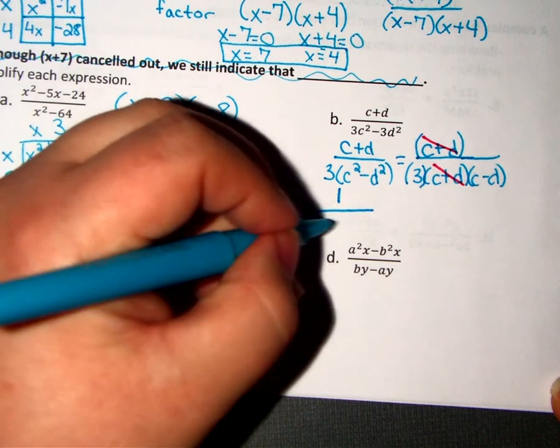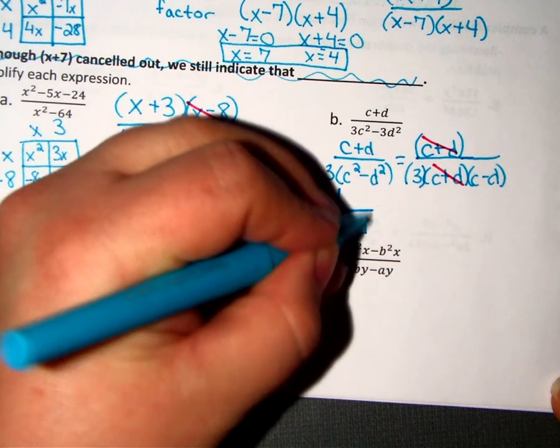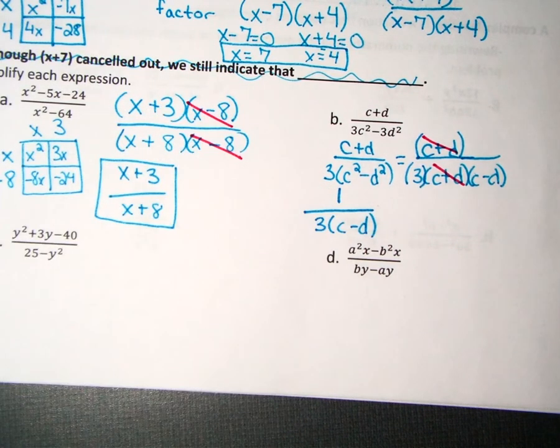So I have a 3 and a c minus d. And it's not necessary for you to distribute that 3 back out. I'm okay with you leaving your answers as factors. In fact, I think that that's encouraged.